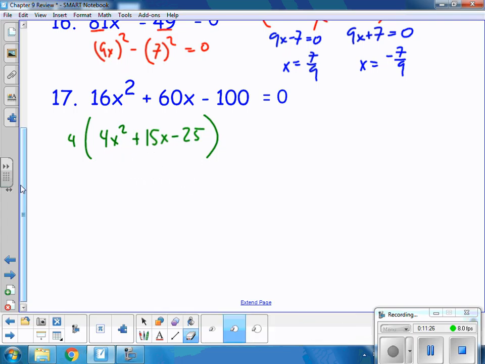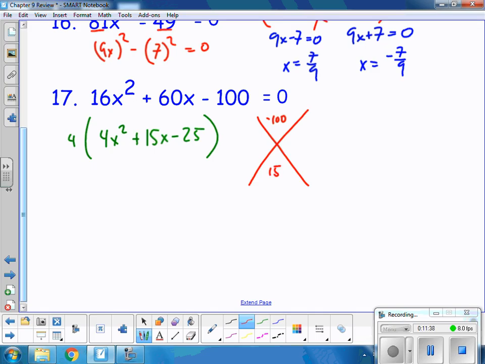So I went back over here and tried my x thing. 4 times negative 25 got me to negative 100, and then I needed them to add up to 15. I found that 20 and negative 5 worked, so I was able to work with that. So 4x squared plus 20x minus 5x minus 25. And I did some grouping on that one.